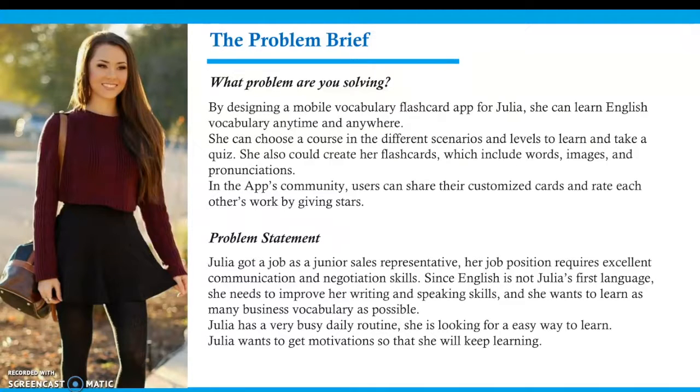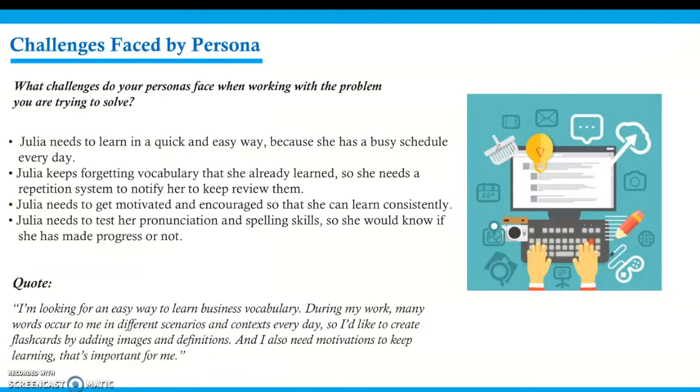She wants to create flashcards by herself, and she also needs to get motivation so that she can keep learning consistently. Because Julia is very busy, she needs to learn in a quick and easy way. She's tried many flashcard apps, but during the learning, she keeps forgetting vocabulary all the time. So she needs a repetition system to keep her reviewing the knowledge from time to time. Julia also needs to test her pronunciation and spelling skills, so she will know if she has made progress or not.